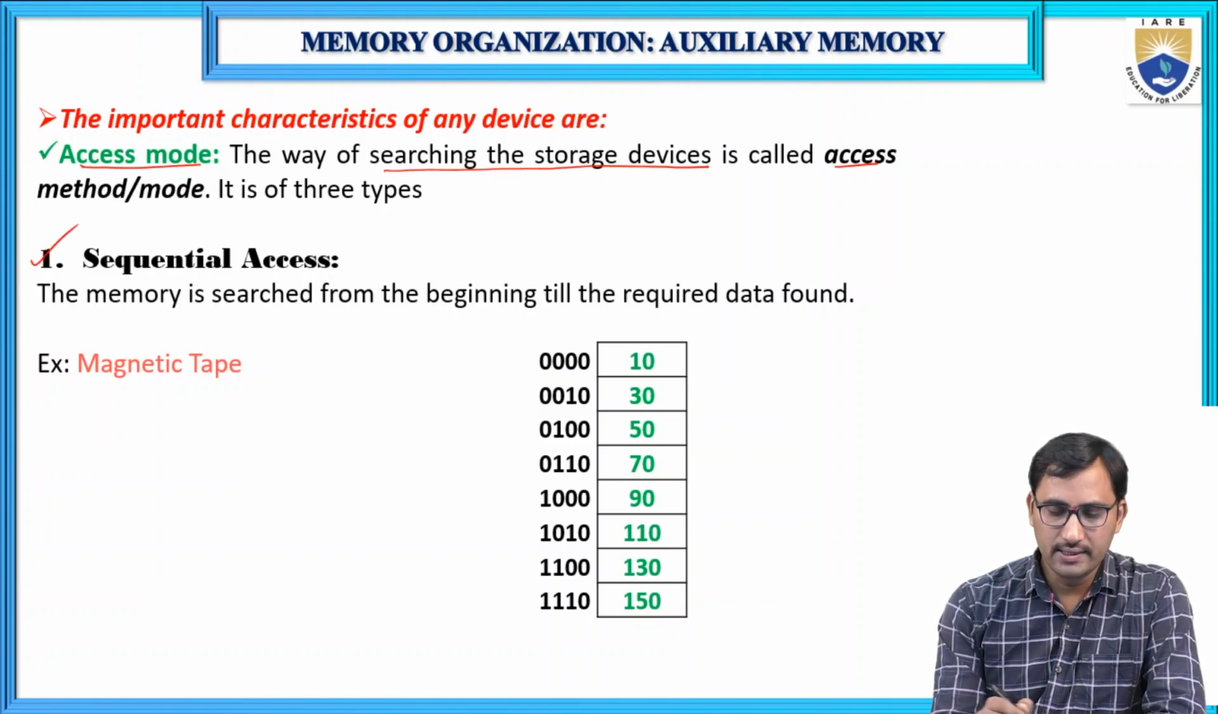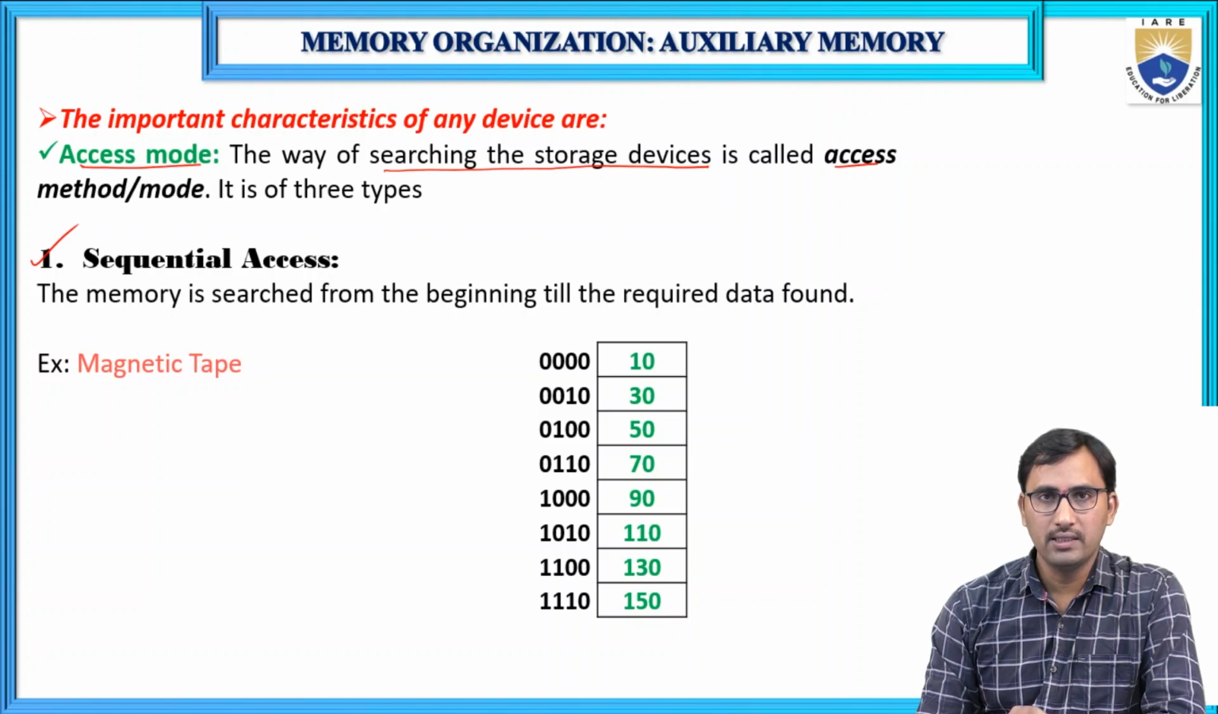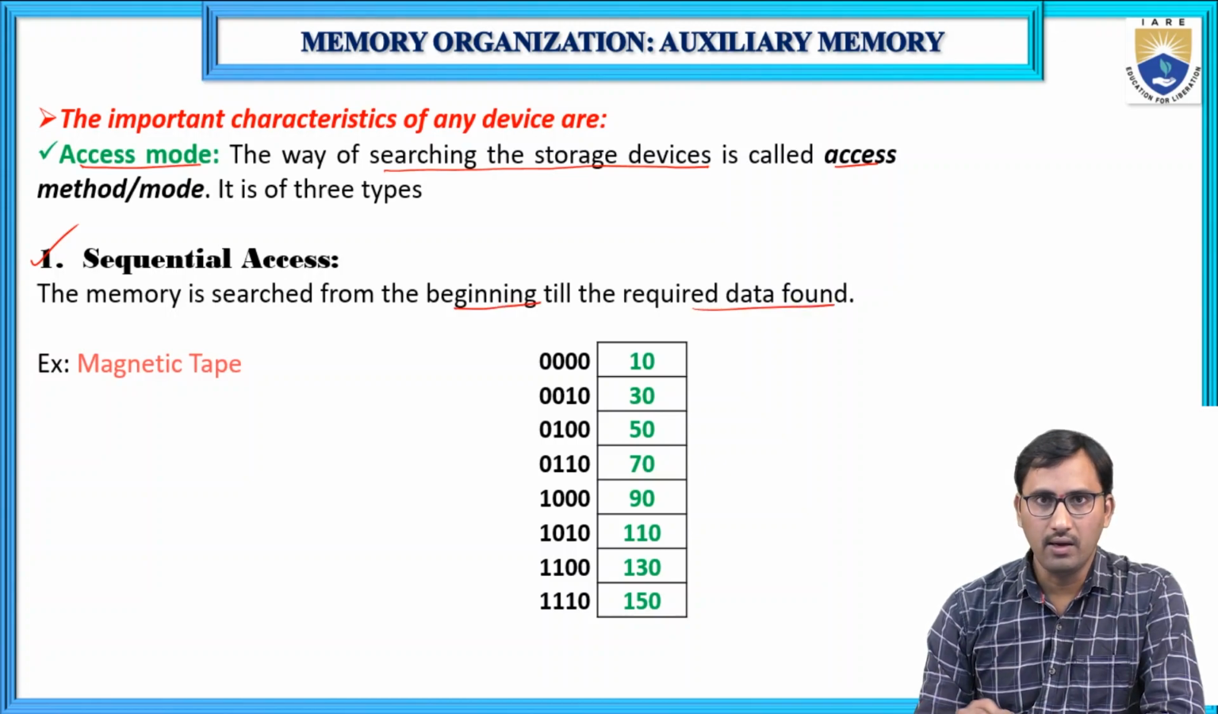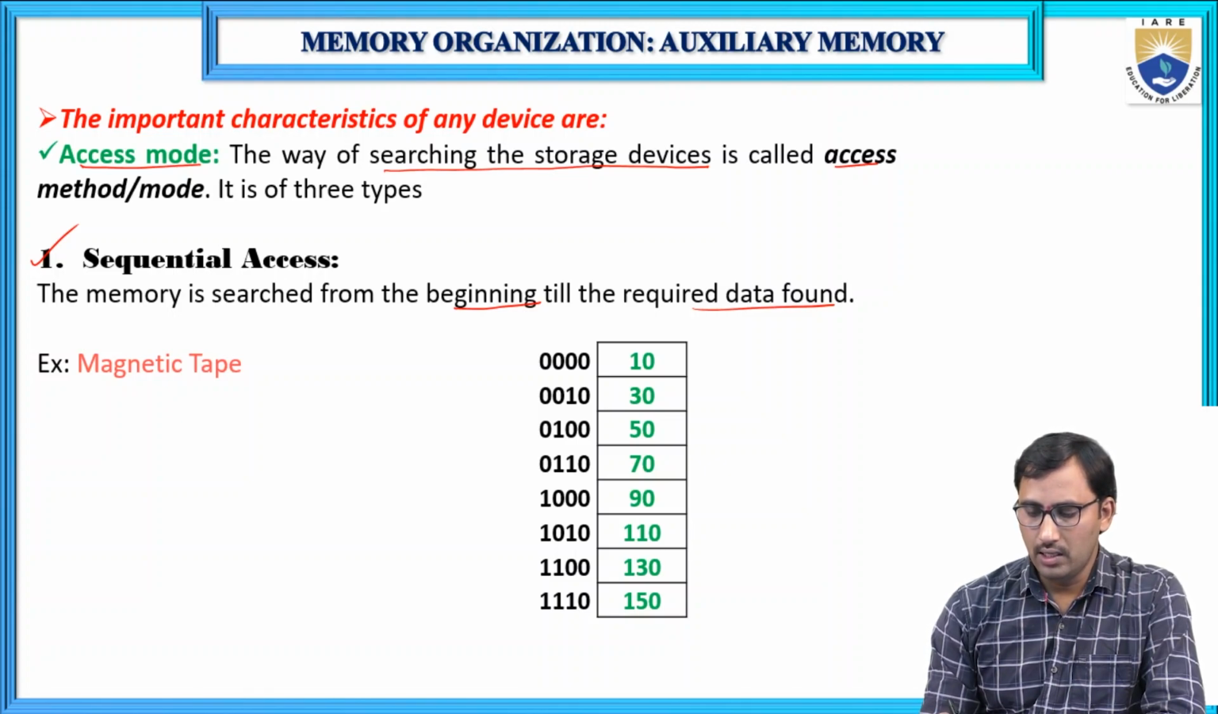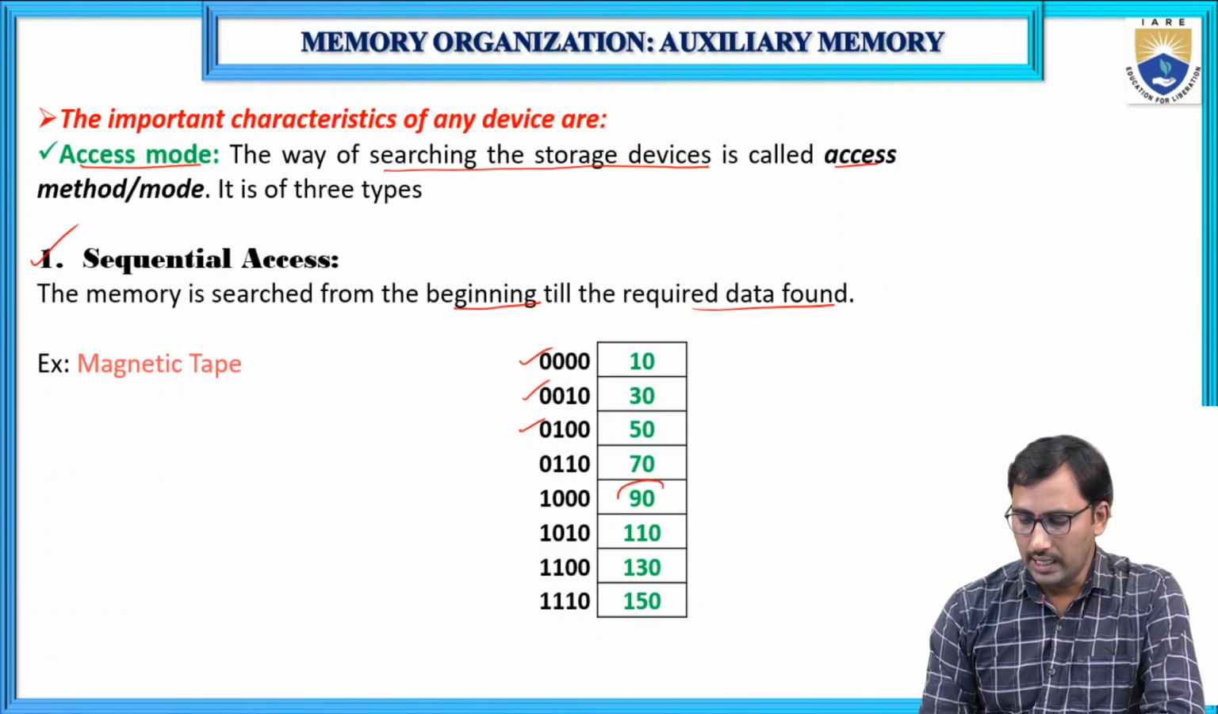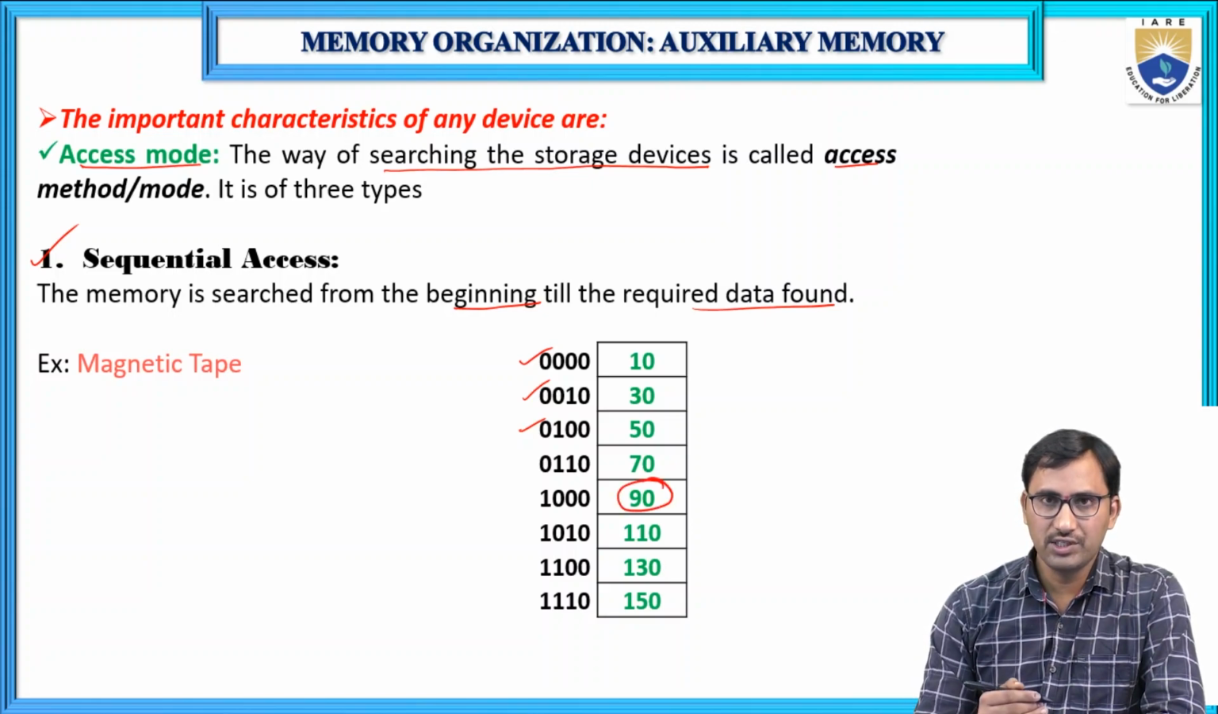First one is sequential access. In this sequential access, we are searching from the beginning of the memory till the required data is found. So this is a memory. Let us assume the starting address of the memory is 0000. Next one is 0010, 0100, and so on. Suppose we are searching for the 90, so in a sequential access, the searching starts from the starting address, all zeros.